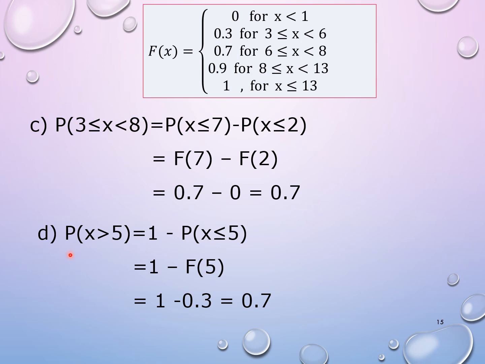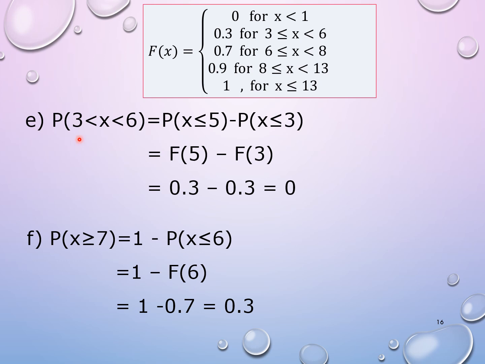And D, probability x greater than 5, which is equal to 1 minus probability x less than or equal to 5. 1 minus F5. F5 is in this range, which is equal to 0.3. So 1 minus 0.3, you get 0.7.